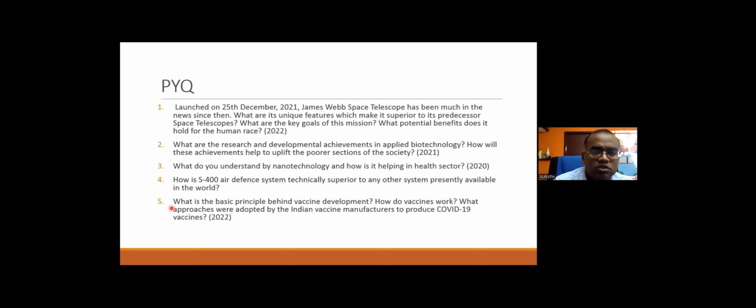Now there is one question. This is from last year, 2022, and there is also another question which is part of 2022. What is the principle behind vaccine development? I have already taken this in the class. How do vaccines work? What are the approaches adopted by the Indian vaccine manufacturers to produce COVID-19 vaccines? Current affairs.